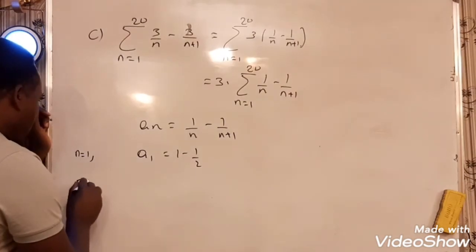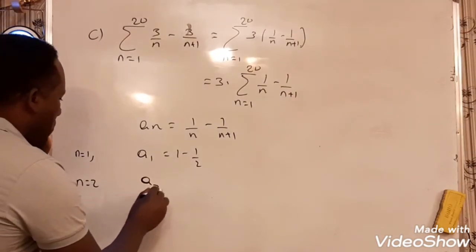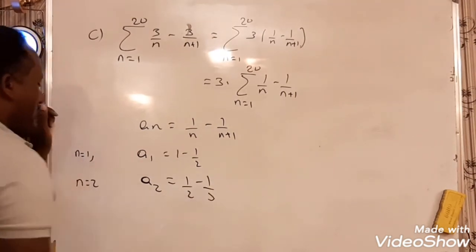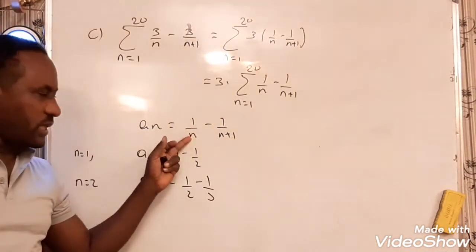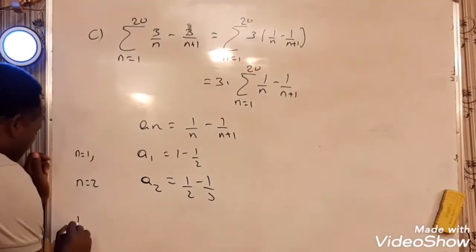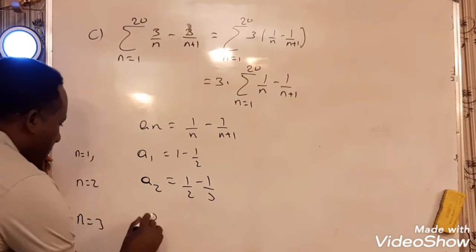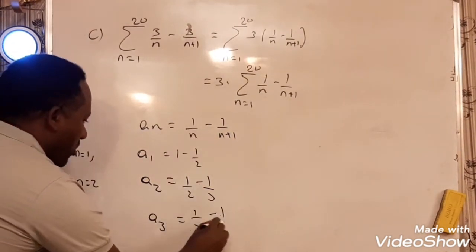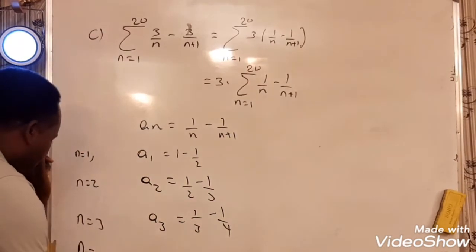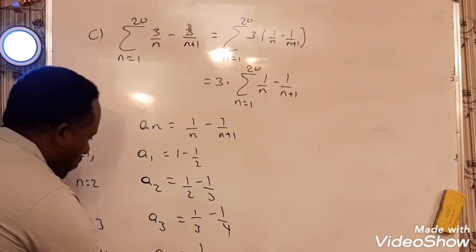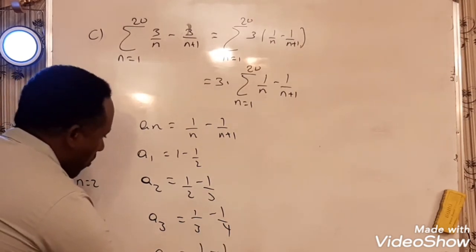If n is exactly 2, this will be a2, and that is given by 1 over 2 minus 1 over 3. You can directly replace 2 in this. When n is exactly 3, this is a3: 1 over 3 minus 1 over 4. When n is exactly 4, this gives a4, which is equal to 1 over 4 minus 1 over 5.